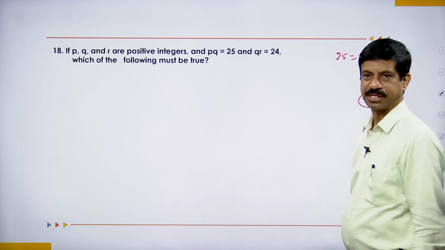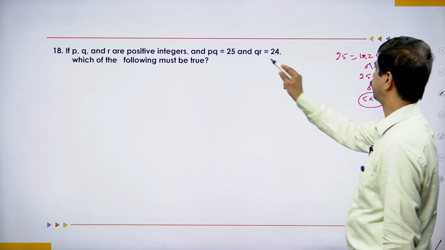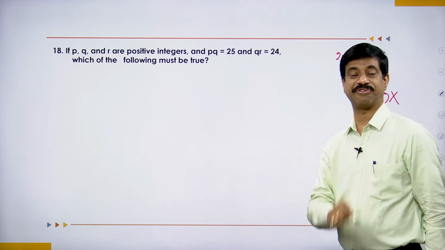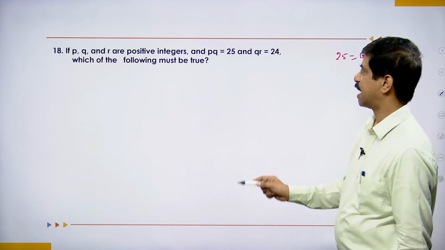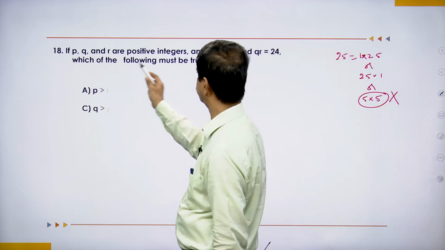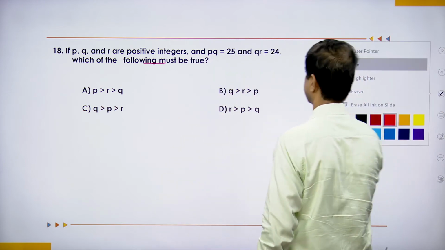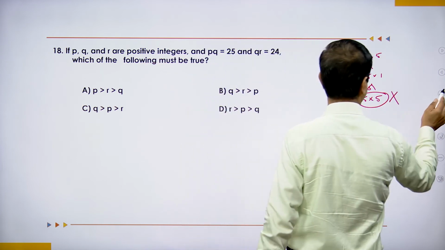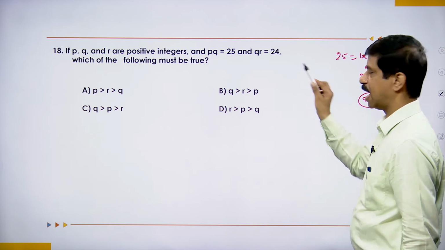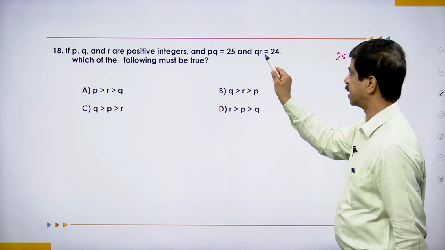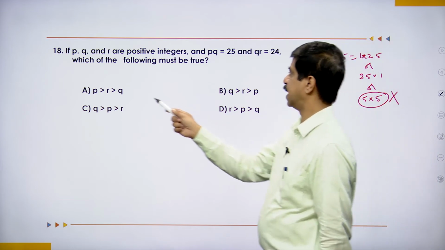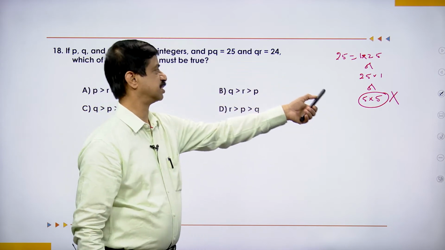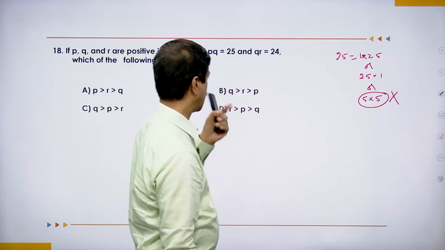Why will I eliminate this option? Because QR is 24. If Q is 5, product with anything cannot be 24 unless R is a fraction. What has he asked you? Which of the following must be true, he said. So let us see. Whether I should eliminate this option or not. I said I'll eliminate this option if R is not a fraction. Here P and Q are not fractions, so R cannot be a fraction, therefore I'll eliminate this option.